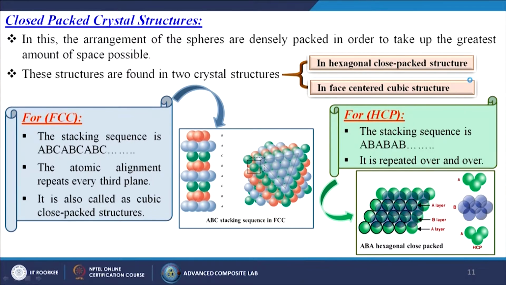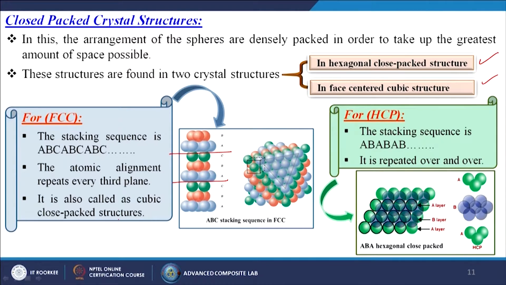In these, the spheres are densely packed in order to take up the greatest amount of space available. So, very close, densely packed. These structures are found in two crystal structures: the hexagonal close packed structure and the face centered cubic structure. For FCC, the stacking sequence is ABC, then ABC, then ABC. After ABC, the repeating cell comes again. The atomic alignment repeats every third plane. It is also called the cubic close packed structure.